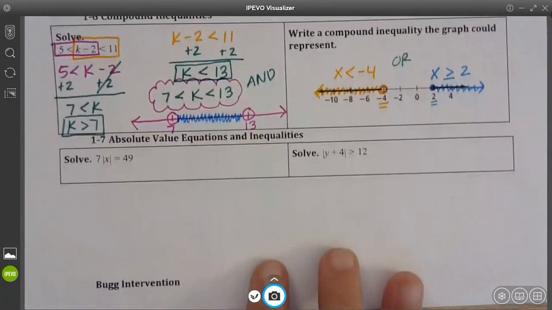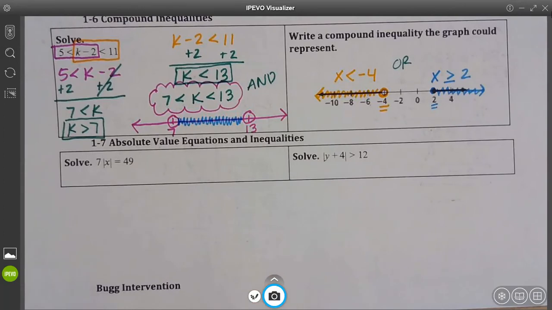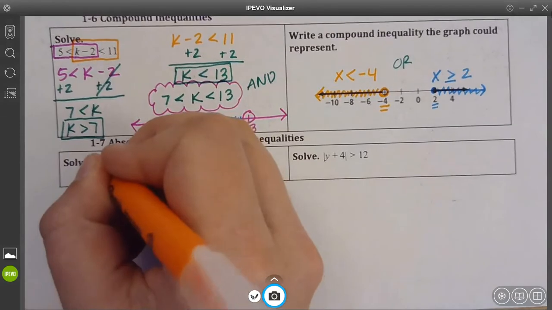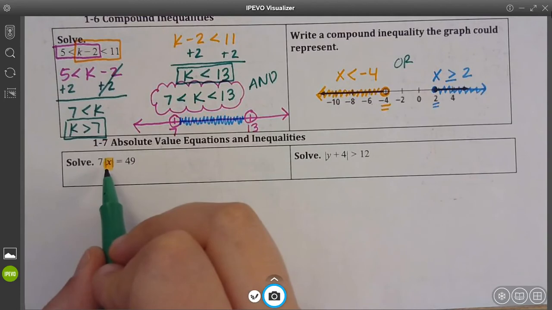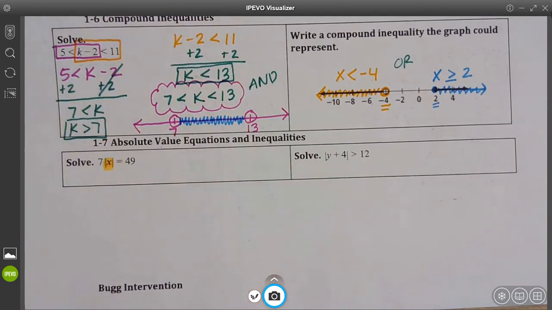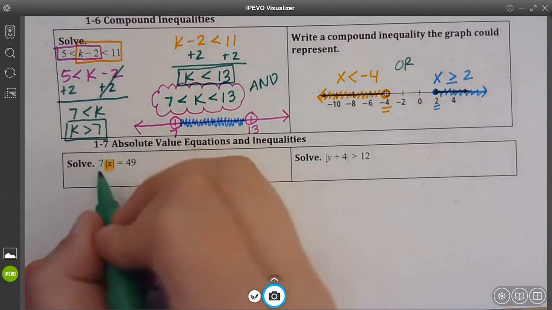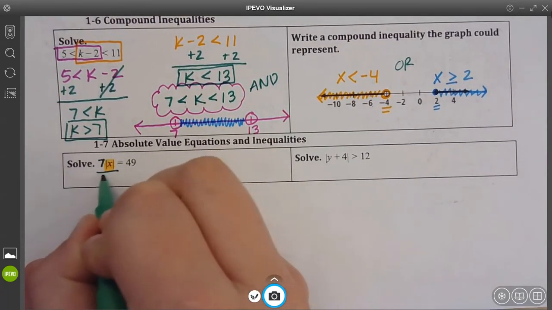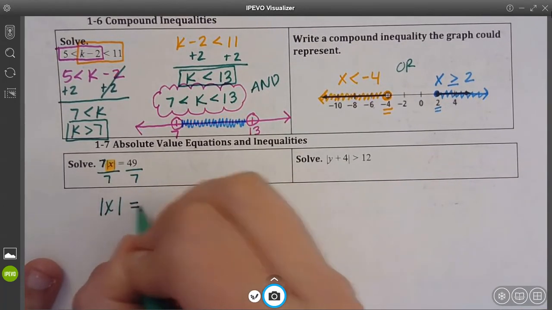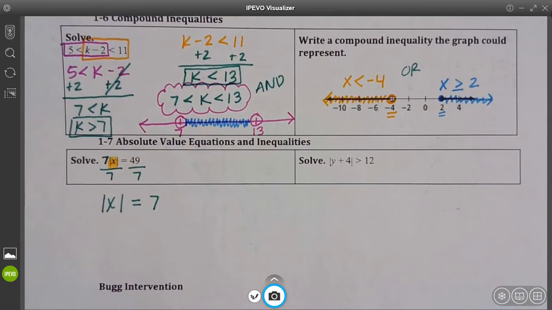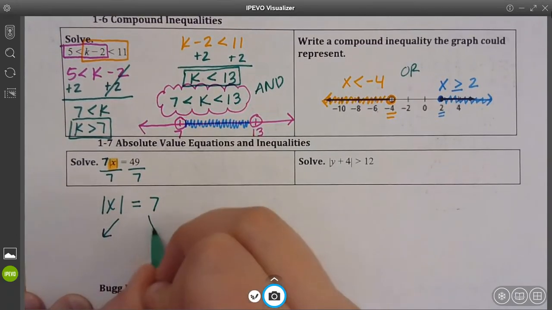And last but not least, we're going to do absolute value. When we're solving for an absolute value, there's one thing that we need to remember, is that any value that you plug into these bars, whether it's positive or negative, it's going to spit back a positive number. So I want to isolate this absolute value sign over here. It has a 7 out in front of it, so I'm going to divide both sides by 7. This is saying the absolute value of x equals 7. And once we get here, we can split this up into two different camps.